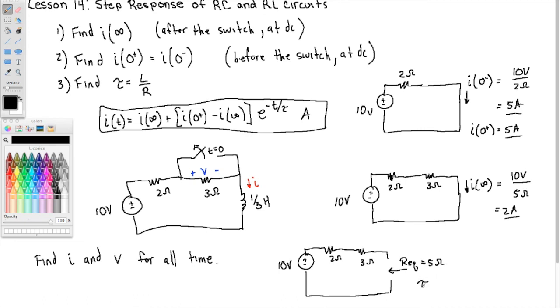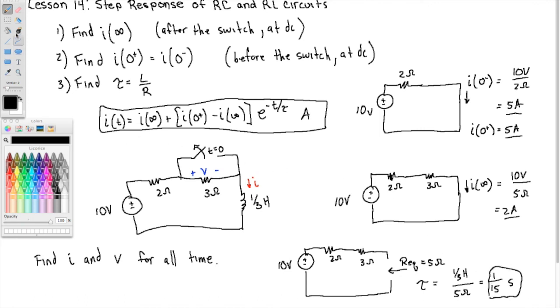So the circuit time constant is L over R, so that's 1/3 Henry divided by 5 ohms. That's 1 over 15 seconds. So when I say that the circuit was built a long time ago, and when we wait a long time, we're really saying about 5 time constants. So in this case, that would be 1/3 seconds. That's what we mean by a long time, believe it or not.